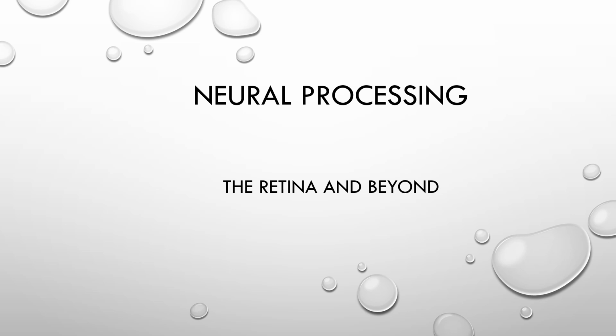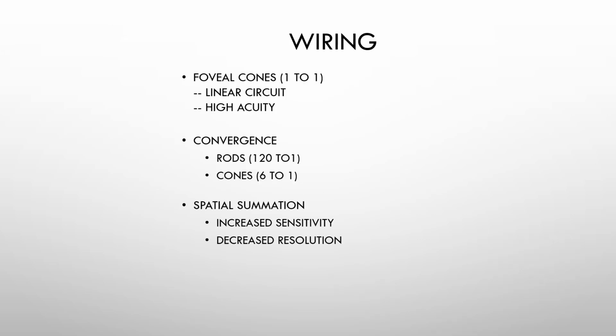Okay, we're going to get back to neural processing, and specifically the neural processing that's occurring in the retina and then going beyond the retina. So here's some reminder of the wiring. And I know you're either like, really cool, or you're like, I don't understand and I don't like this. The wiring is like this when we think about the wiring to the brain.